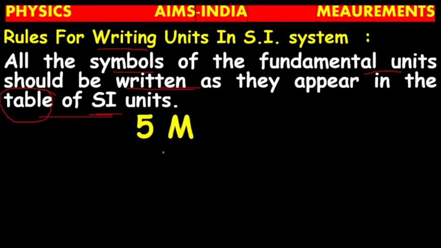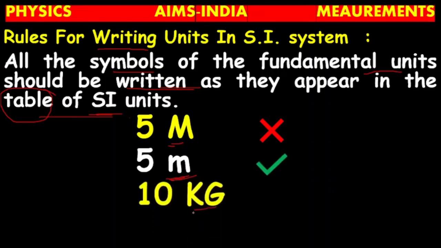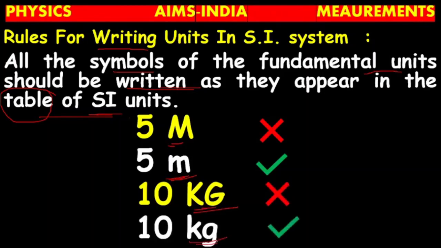Suppose 5 meter. If I write 5 with capital M, this is wrong. This one is a wrong representation. The standard symbol for meter is small m, not capital M. So 5 small m is the correct one. In the same way, 10 kg. If we write it like this, then it will be wrong. We have to write it as 10 kg. So the first rule is that the symbols should be written as they have been mentioned in the ISQ table.